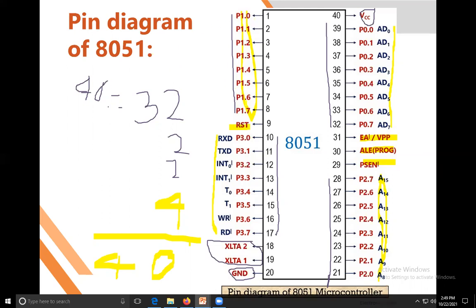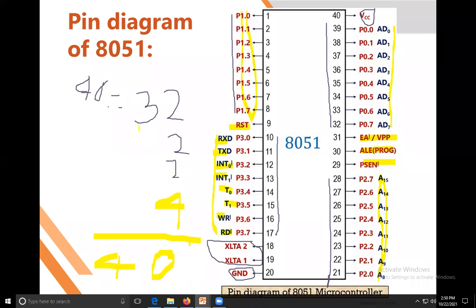So what is RxD? RxD is receive, TxD is transmit. Then interrupt 0, interrupt 1. T0 is timer 0, T1 is timer 1, then read and write. So for serial communication purpose, we have to use RxD and TxD for transmit and receive.